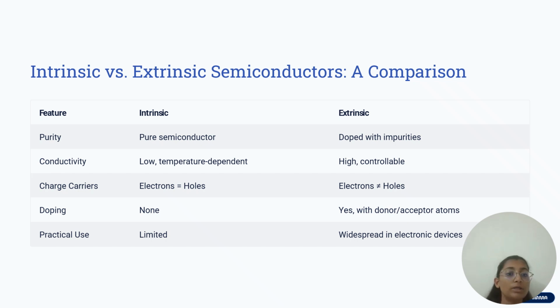Next, doping. In intrinsic, we need not add any elements because they are pure. But in extrinsic, we add elements to increase the conductivity. They are called acceptor or donor atoms. Practical use: intrinsic is limited, but extrinsic is widespread in electronics.